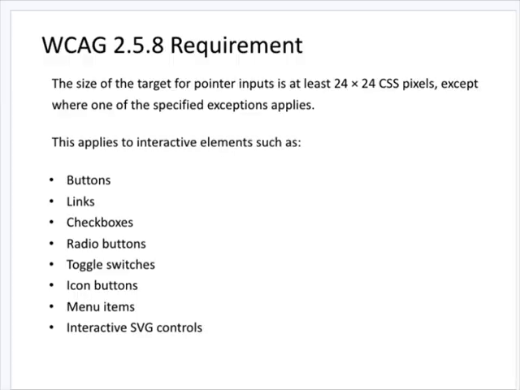So what are the requirements under this success criteria? The size of the target for pointer inputs is at least 24 by 24 CSS pixels, except where one of the specified exceptions applies. And this success criteria applies to interactive elements, for example, buttons, links, checkboxes, radio buttons, toggle switches, icon buttons, menu items, and interactive SVG controls.